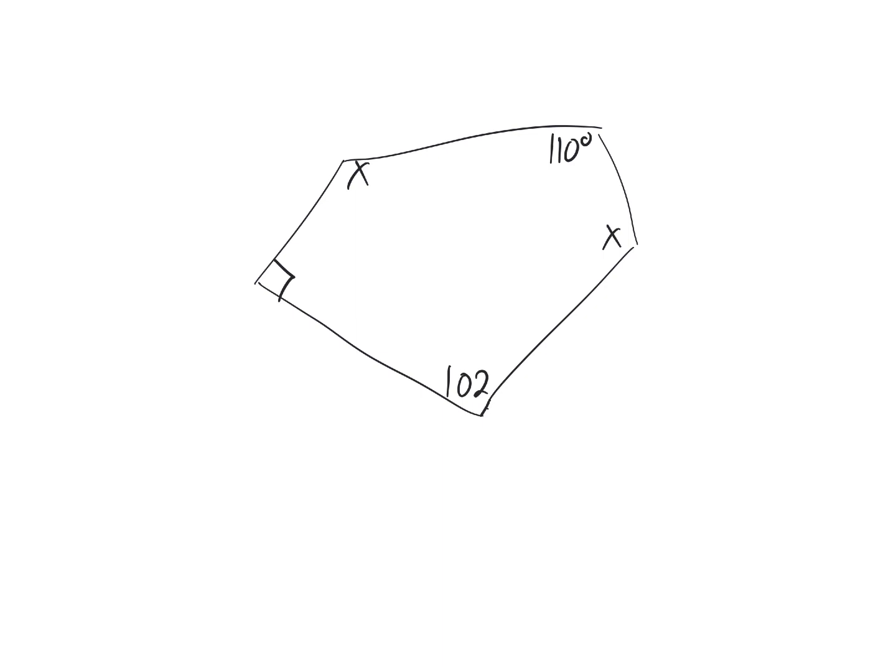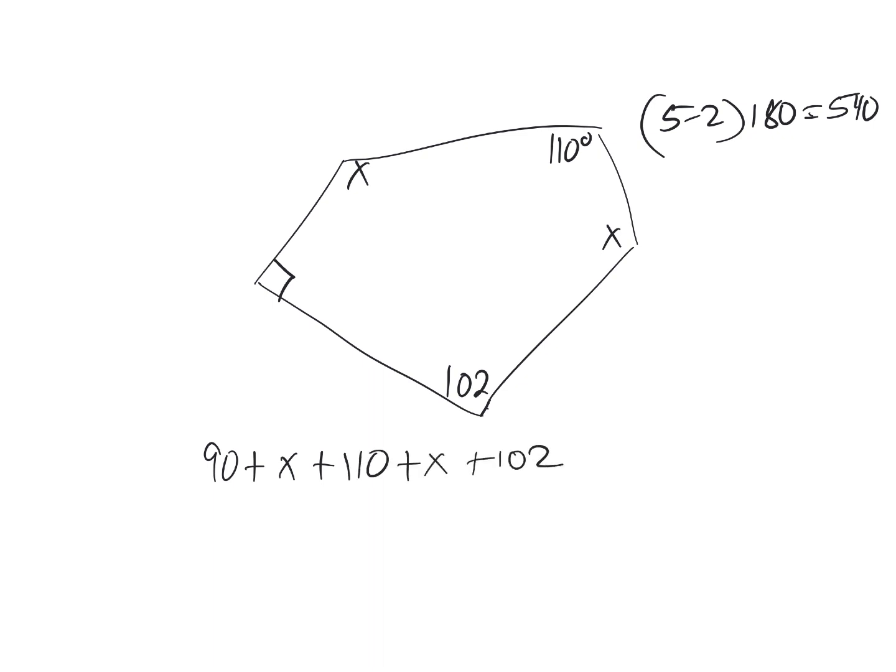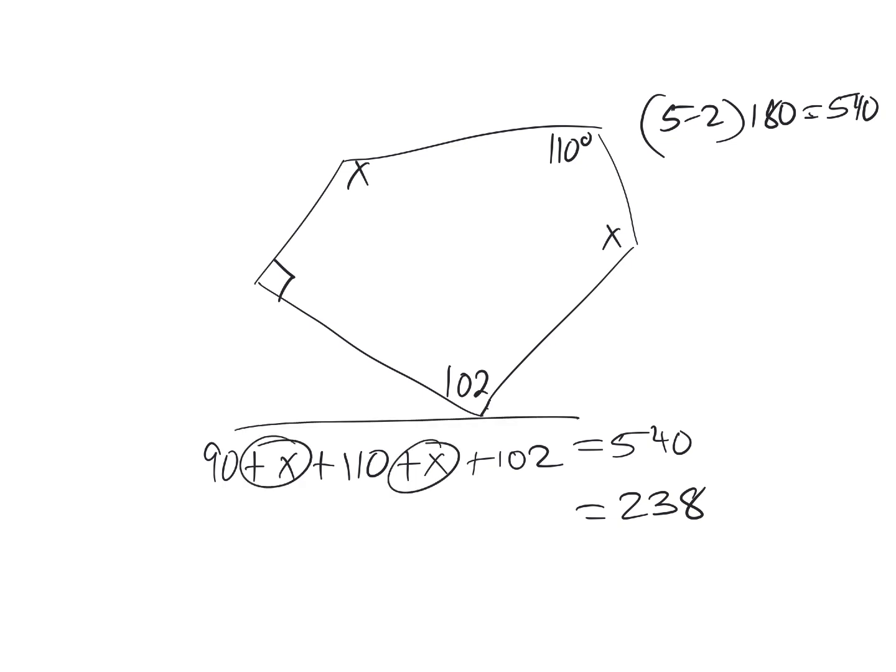Okay, so there are 5 sides. So all the interior angles add up to something. So 5 minus 2 times 180, that's going to give you 540 degrees. 3 times 180 is 540. So you take 90 plus x plus 110 plus x plus 102 and set it equal to 540. So you subtract all those from 540 and you get 238. On the left side, you still have your x's. So we subtracted all these numbers. x and x is 2x. Then you divide by 2. So x is 119.